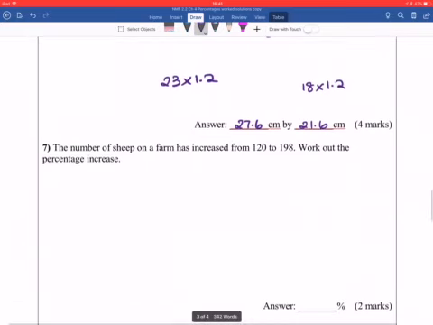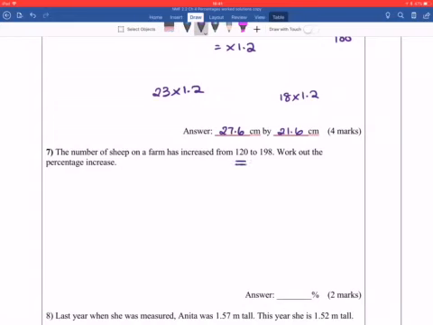Okay, so the number of sheep on a farm has increased from 120 to 198. Work out the percentage increase. It's always out of the original amount, which is the 120. So it's gone up 78 sheep. 78 out of 120, my original amount. I do that and make it into a decimal. 78 out of 120, so I divide and I get 0.65, and then to make it a percentage I times it by 100 and it's 65%.